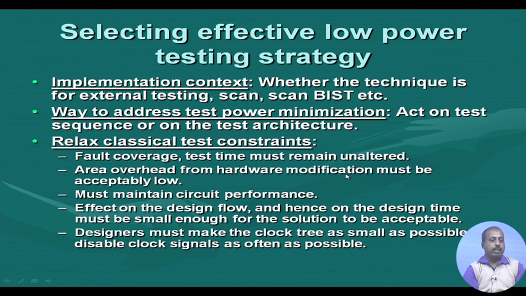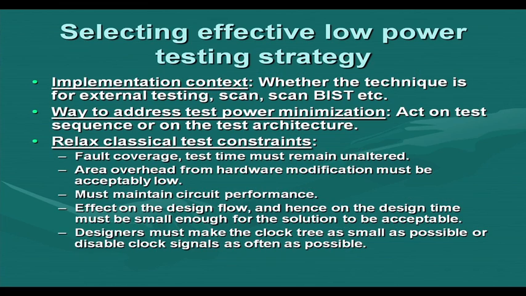So, selecting an effective low power testing strategy becomes a challenge. There may be several angles from which we need to consider it. For example, the implementation context, like whether the technique is for external testing, scan, BEAST, etc. Depending on that, we may have different policy. For BEAST we have seen that there are a number of strategies. For external testing based on ATE, we have seen a number of strategies. For scan environment and non-scan environment, the test vector ordering problem changes. So, the cost function for power minimization will get affected.